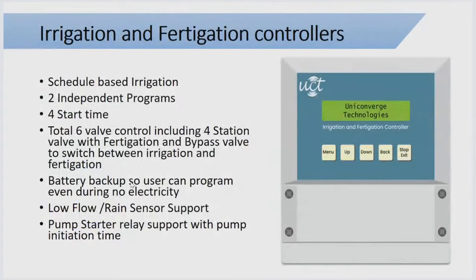And then we have an irrigation and fertigation controller. This is our OEM product, used for replacing irrigation controllers. It can be paired with our wireless system, or for a small farm it can be used directly. It has two independent programs and can have four start-stop times. It controls up to 6 valves, of which 4 are for station control, 1 is for fertigation and 1 is for irrigation.